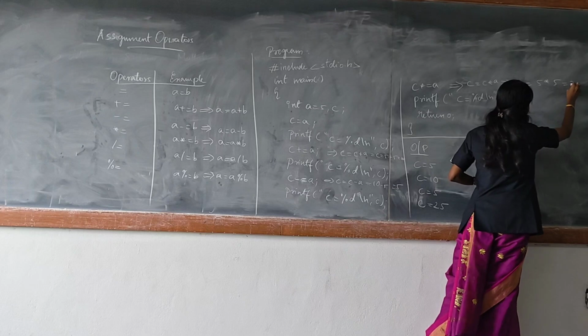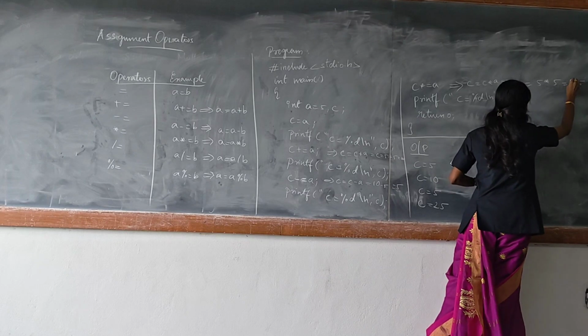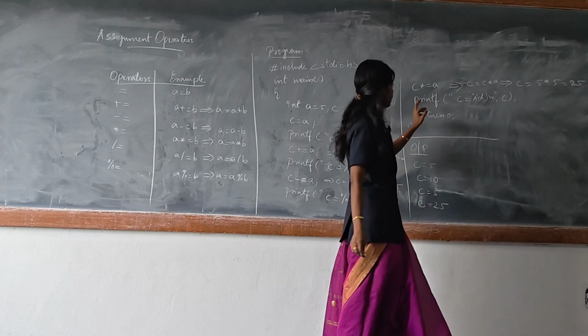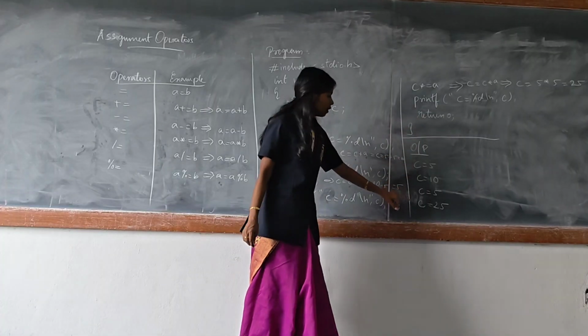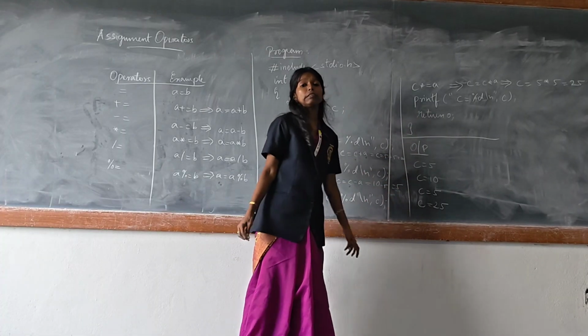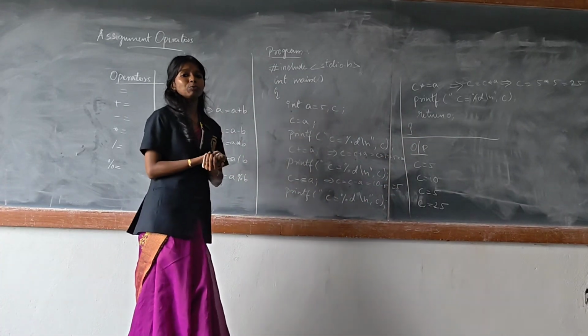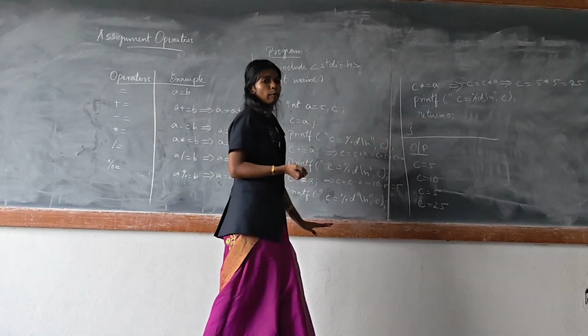So the output is 25. I have now printed the value of C, which is 25. So this is one of the small example programs of assignment operators.